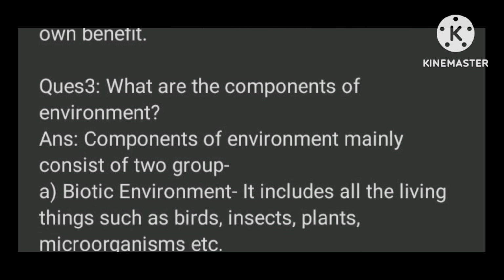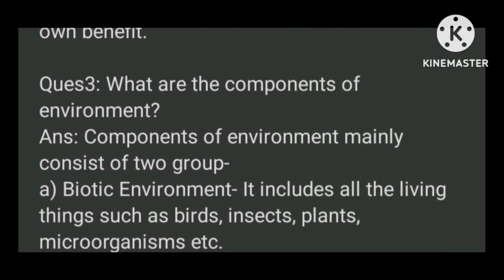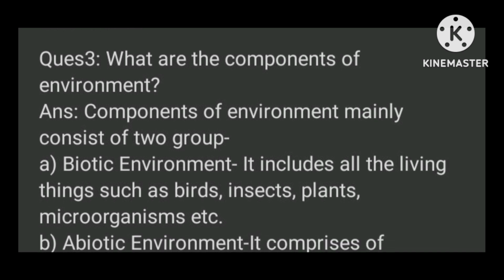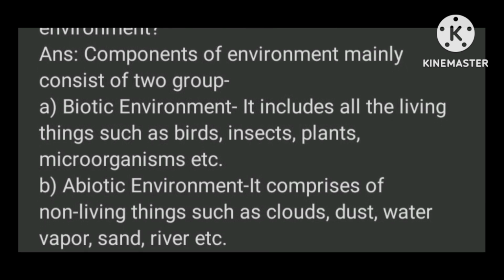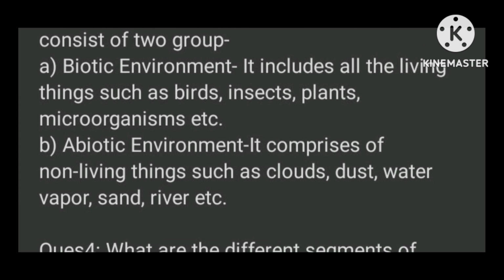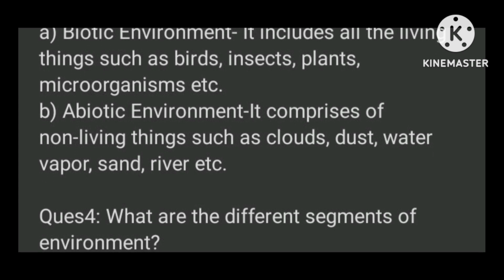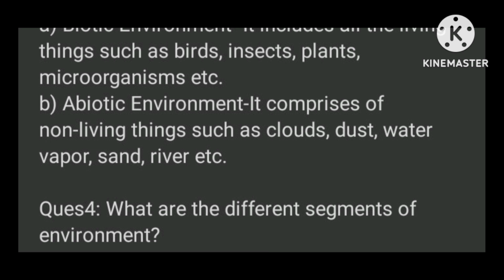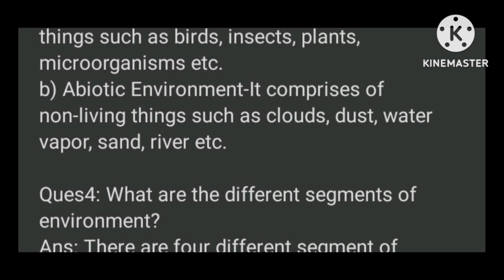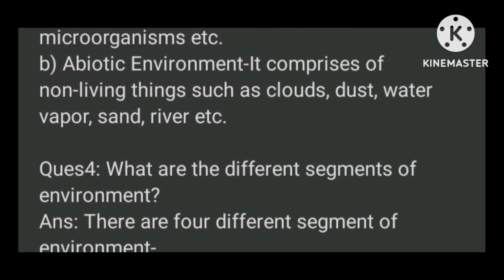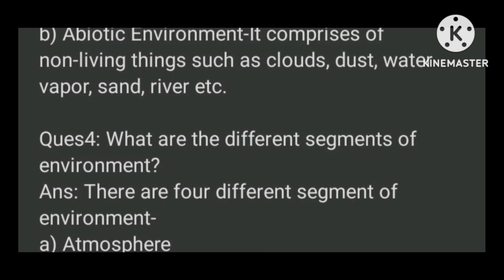Question number 3. What are the components of environment? Answer. Components of environment mainly consist of two groups. A. Biotic environment, it includes all the living things such as birds, insects, plants, microorganisms, etc. B. Abiotic environment, it comprises non-living things such as clouds, dust, water vapor, sand, river, etc.